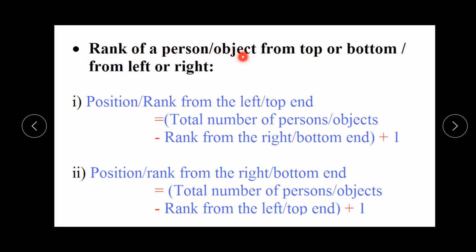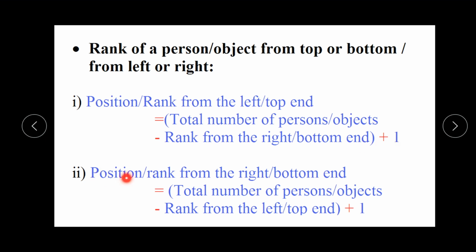Rank of a person or object from top or bottom or from left or right. It means finding out the rank of any one person or object, either from the top or bottom or from the left side or right side. How? Position or rank from the left or top end. If we are finding out the position of any person from the left side or from the top side, that time what will we do? We will take the total number of persons minus the rank of the same person or object from the another side, from the right side, and plus 1.